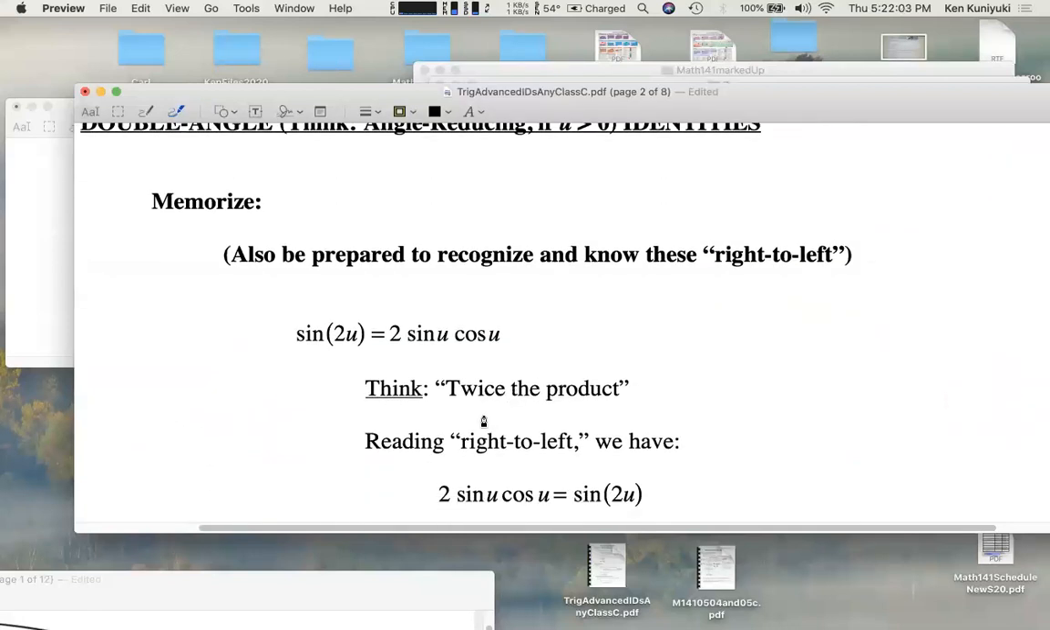I think twice the product. And that's a reminder: it's 2 sine of u cosine of u. A common error is for students to just pop out the 2 and go home. It's not just 2 sine of u. You also need the cosine of u. It's twice the product. Twice sine of u times cosine of u.